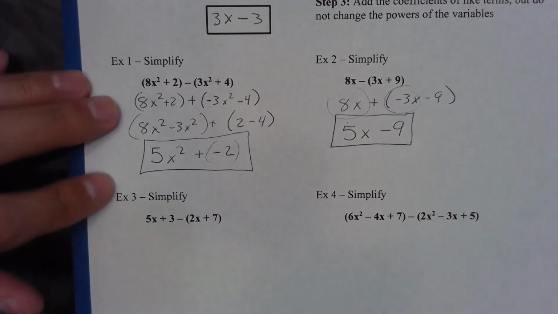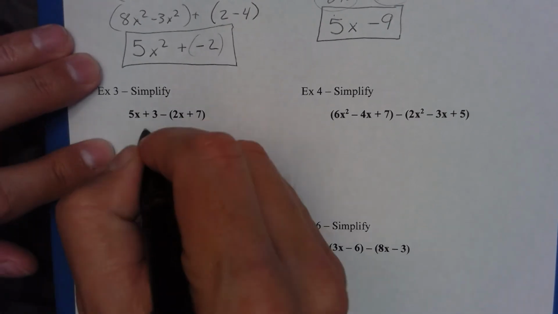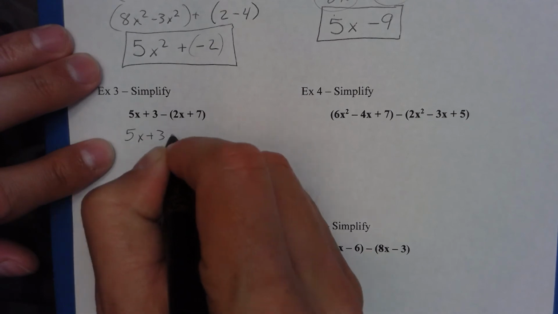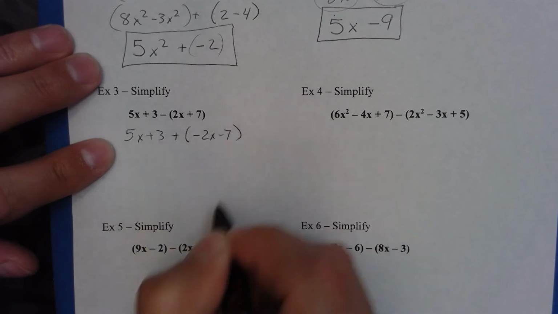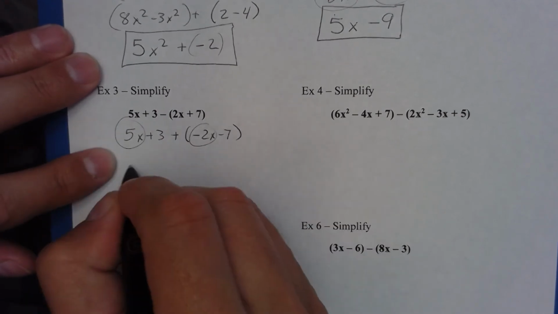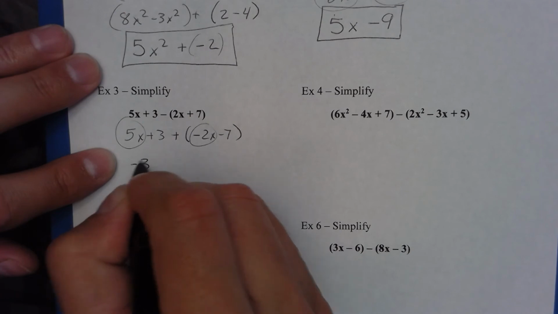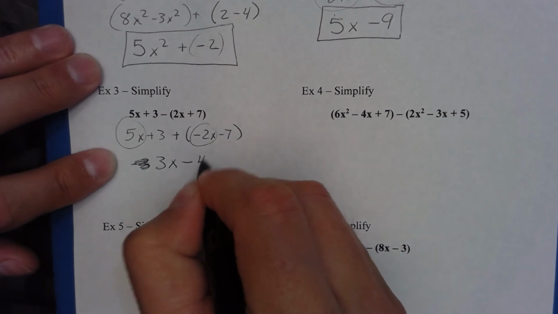Alright, see if we can fit in 2 more examples here. Here again, I want to change my signs, so 5x plus 3, change my signs on the inside here, negative 2x minus 7. Put our like terms together, 5x and negative 2x. Well, that's negative, whoops, that's positive, sorry, positive 3x. And then the 3 and the minus 7 becomes negative 4.